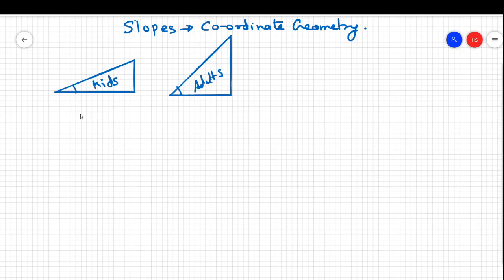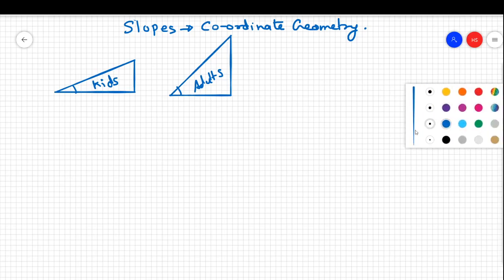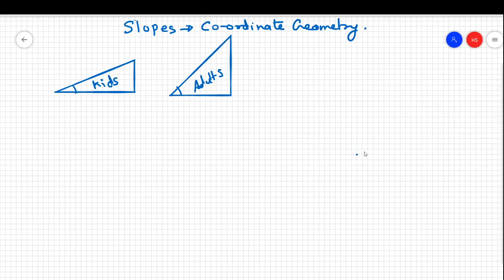But we want to study slopes with respect to coordinate geometry. What do we mean when we talk about slopes in terms of coordinate geometry? So that is what I want to talk about. Let us start the discussion.